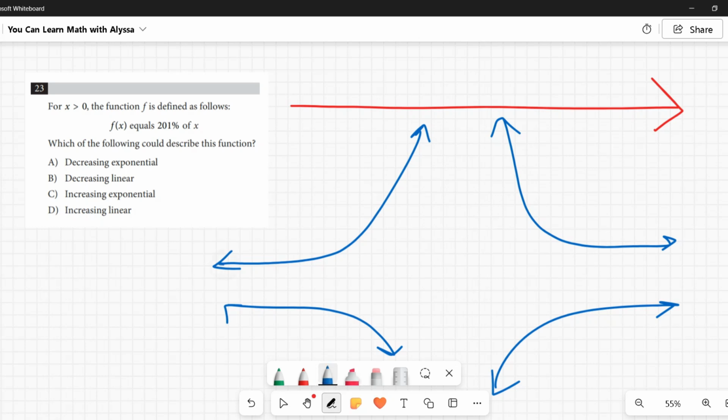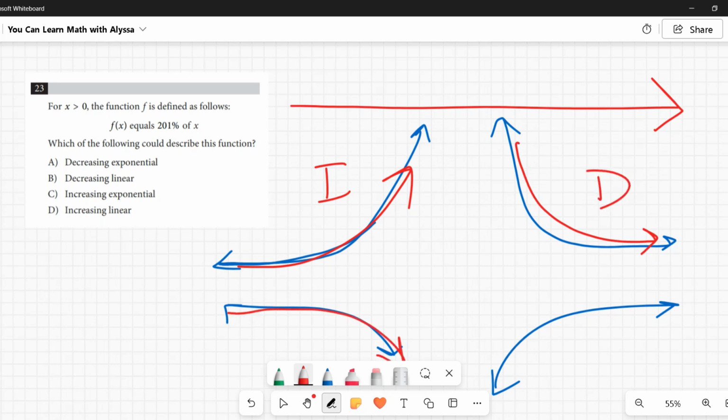Now this one here, as you're going from left to right, what is happening? It's going up. That's increasing. As we go from left to right, this one's going down. That's decreasing. This one, as you go from left to right, it's going down. That's decreasing. This one, as you go from left to right, it's going up.